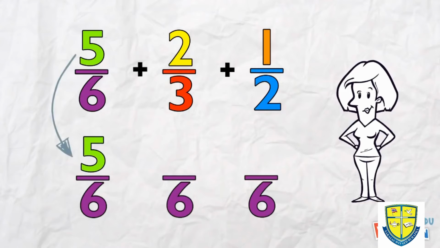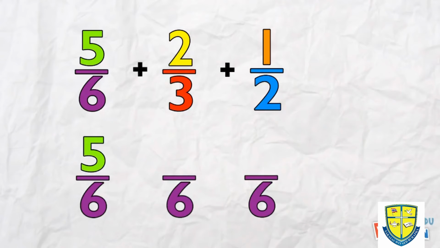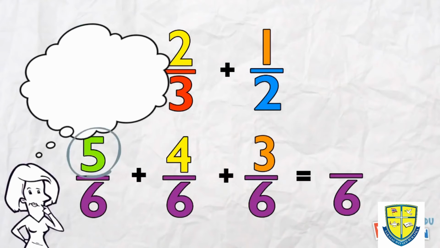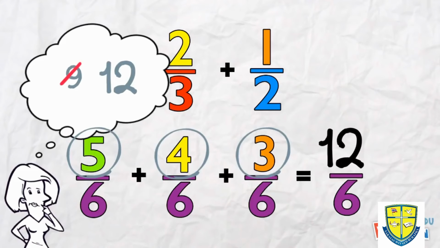5/6 stays as it is. For 2/3, to get a denominator of 6, I multiply 3 by 2. So I multiply the numerator by 2, and that's 4 over 6. For 1/2, to get a denominator of 6, I multiply the 2 by 3. So I multiply the numerator by 3. 3 over 6. I can write my answer's denominator straight away. Our final fraction will be something over 6. And now we just have to add the numerators. 5 plus 4, that's 9, plus 3, that gives us 12 over 6.